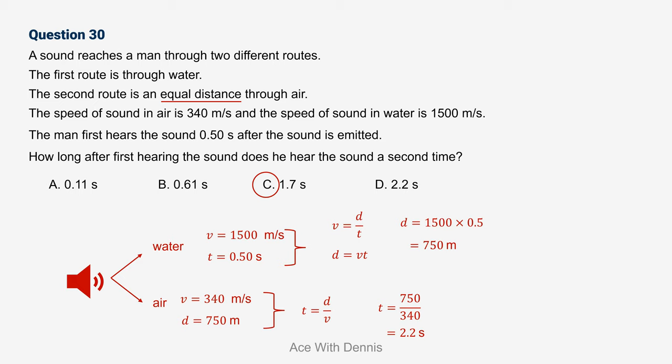But this is not the answer yet, because this is only the time that the sound travels through the air. We want to find how long after first hearing the sound he hears the sound a second time. So in other words, we need to find the time difference, which is the time for the second route minus the time for the first route. So it's 2.2 minus 0.5, which is 1.7 seconds.